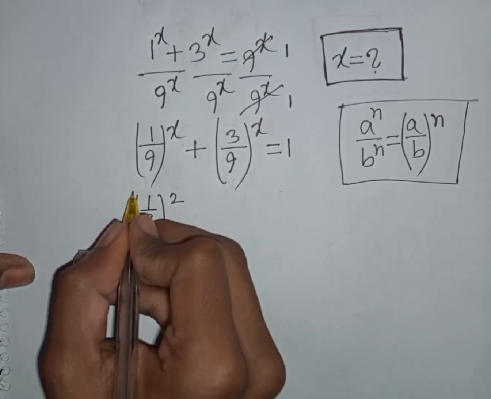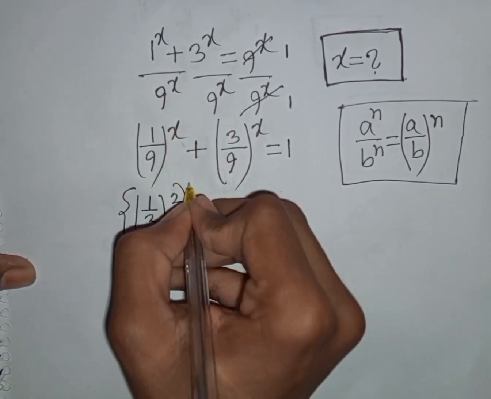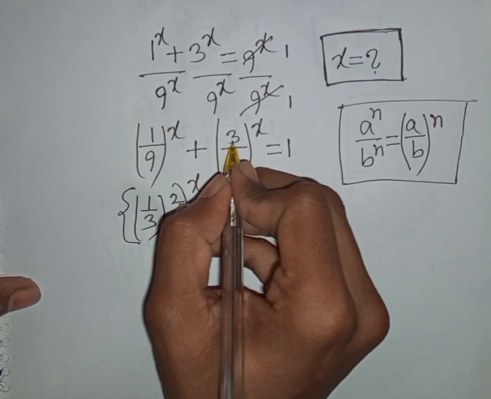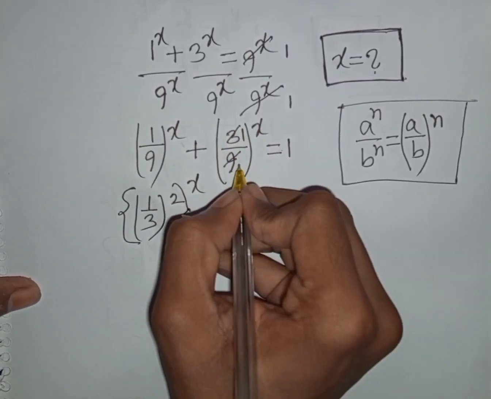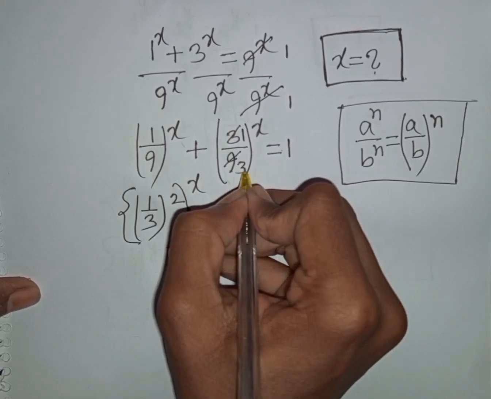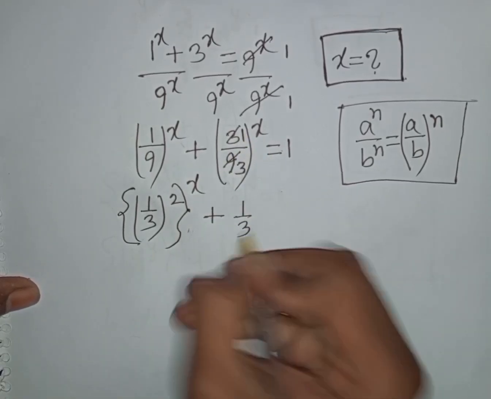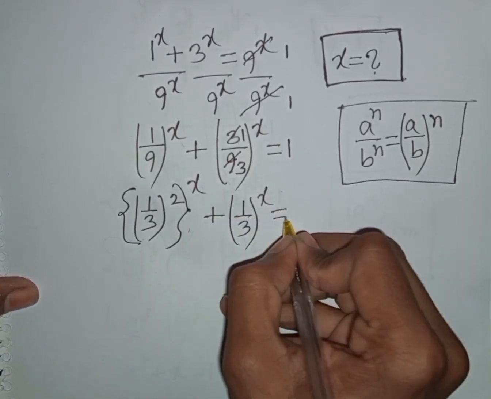Then this first bracket can be written as the second bracket, then power of x plus here 3 divided by 3, that means it will be 1, and 9 divided by 3, that means it will be 3. So we have (1 over 3) bracket power of x is equal to 1.